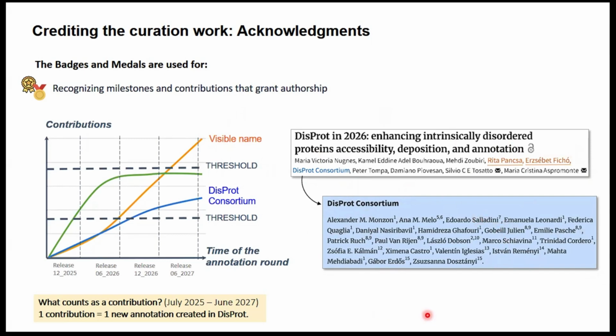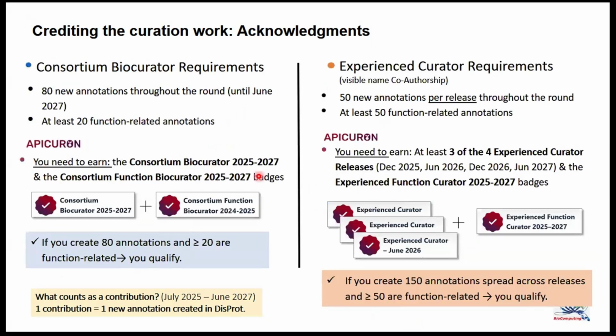Okay. So regarding the requirements to be considered one or the other, for consortium biocurators, you will have to contribute with 80 new annotations. One contribution is one annotation. So you do one annotation, just one contribution. That's as easy as that. It doesn't matter really how much information you put in that annotation. Of course, we try to be as complete as possible, okay?